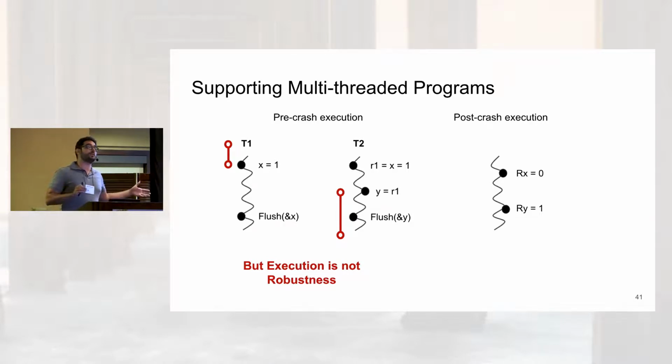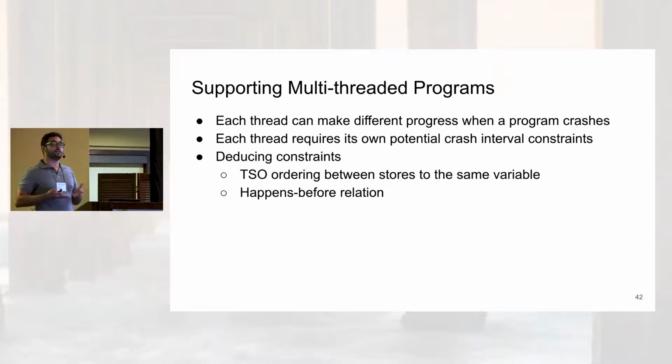But this execution is not robust. First of all, X equal 1 commits to the cache before the store Y equal R1. So under strict persistency, X equal 1 is persisted before Y equal R1. And since the post-crash execution reads 1 from Y, it must also read 1 from X. In order to detect such robustness violations, we should also deduce constraints based on the happens-before relation.